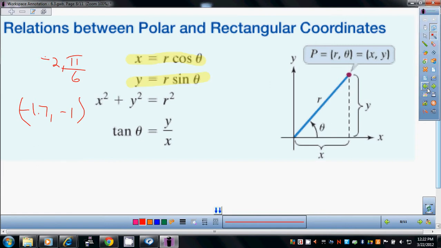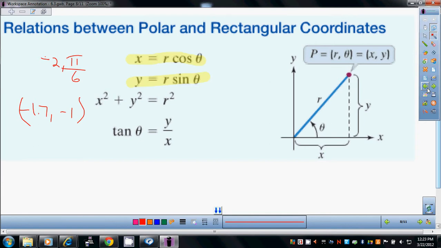Every time. If your point is 7, -4, then 7 squared plus -4 squared equals r squared. Find r. Bam, that's how you do it. To find your degree, it'll always set up like this. Tangent of the angle that you're looking for is going to be y over x.